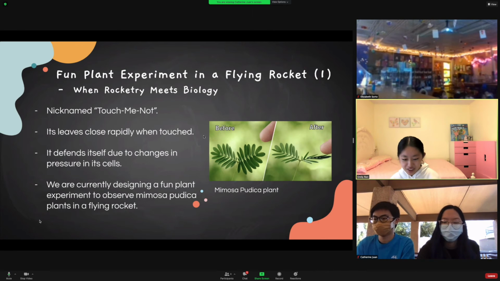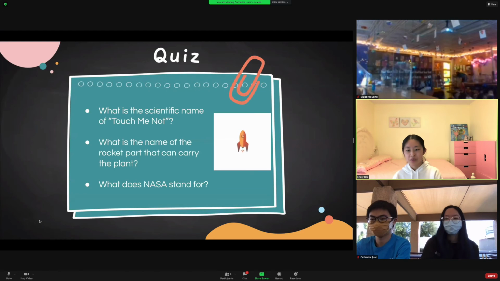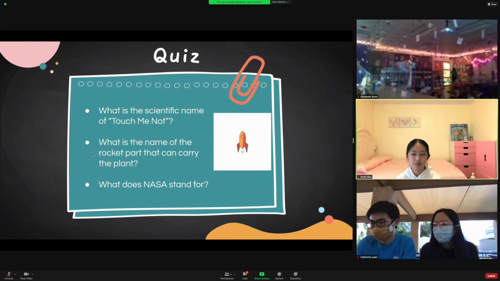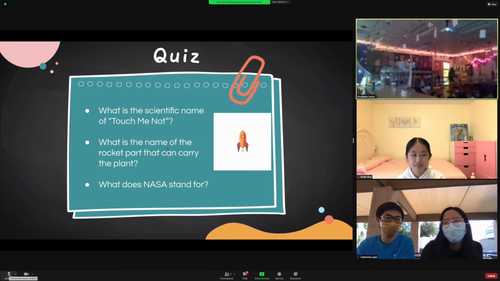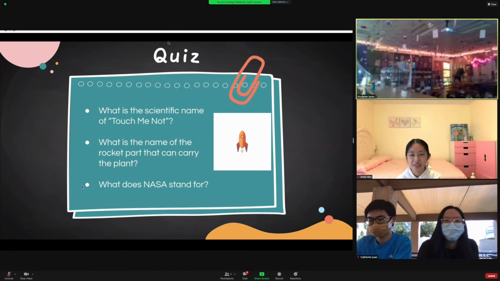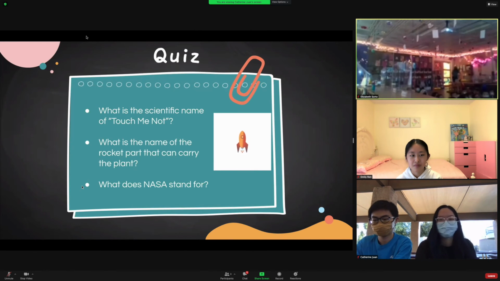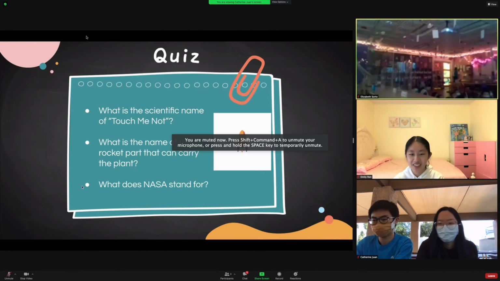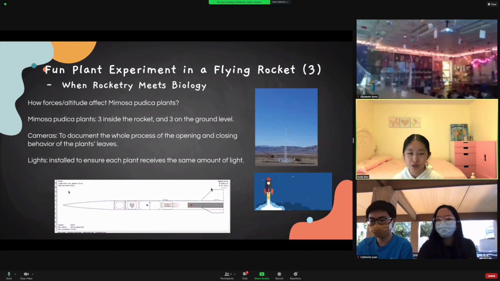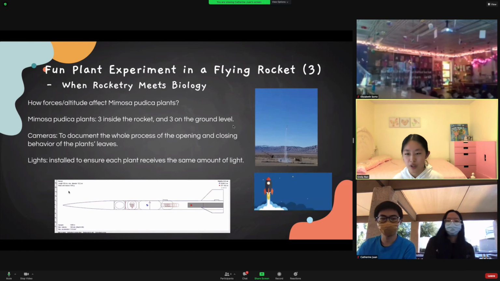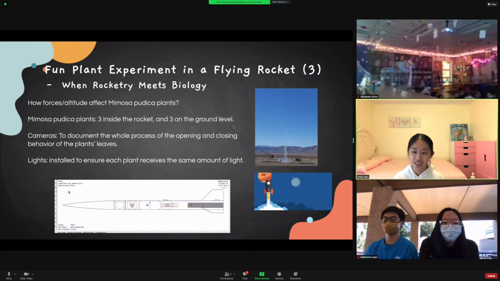And for our next question, what's the name of the rocket part that can carry the plant? You don't know. Outer space. Okay, it's okay if you guys don't know. This one is actually the payload, and the payload is part of the upper body tube. So the payload is where the plants are placed.